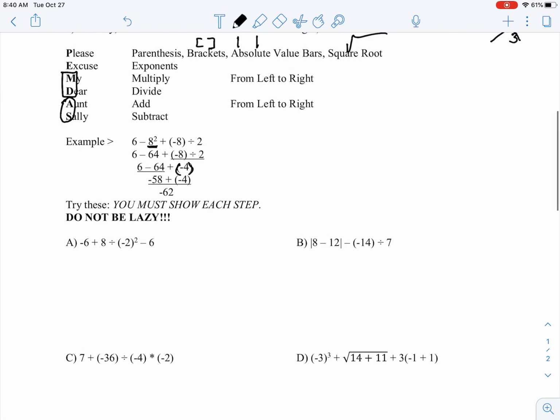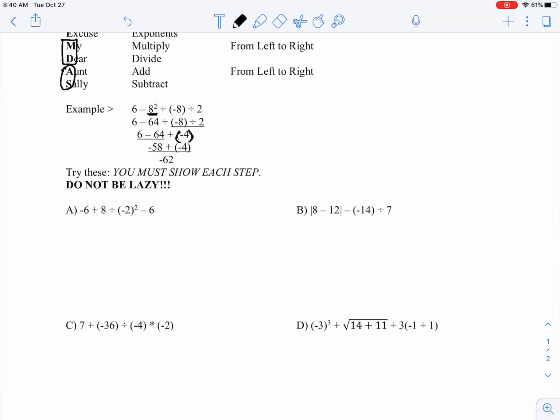So when we are doing these, you have to show each step. Make a new step in each line. So here we go. Well, there's nothing to do inside of parentheses here. So first thing we're going to do is evaluate exponents. So we get -6 plus 8 divided by, well, negative 2 times negative 2, so negative 2 squared is 4, and then minus 6. So now we're going to do multiplication and division, left to right. So there's no multiplication, so we're going to go negative 6 plus, well, 8 divided by 4 is 2, and then minus 6.